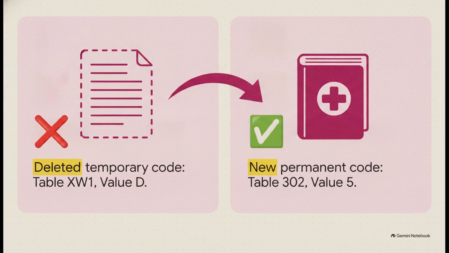And this brilliantly illustrates exactly how that transition works in your manual. We're saying goodbye to the deleted temporary code we used in the new technology section. That's table XW1 with anatomical regions W, transfusion 1, and the specific high-dose value D. Because that NTAP expired, we have a brand new permanent home for this procedure. We now report this in table 302, using the body part values for peripheral vein 3 or central vein 4, and we assign it the new qualifier value 5, representing immune globulin high dose. The temporary XW code is completely gone, and the permanent 302 code takes its place.